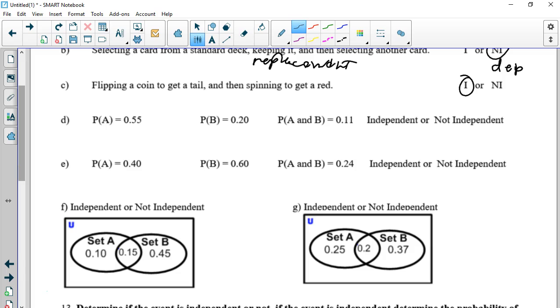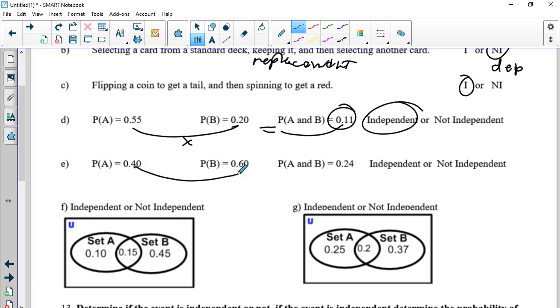So, we're talking about independent here. If this times this equals that, it's independent. So, if we do 0.55 times 0.20, we get 0.11. So, that is independent. On this one, if we do 0.40 times 0.60, we get 0.24. That's independent.